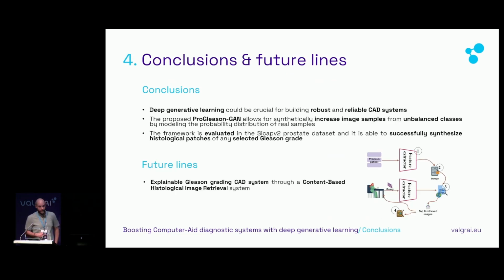As future lines, we are now working on building an explainable Gleason grading CAD system through a content-based image retrieval approach in order to provide clinicians with an explainable tool. The idea is that they can introduce a query and they can obtain some retrievals of similar cases with the corresponding diagnostic. So this is our current work.